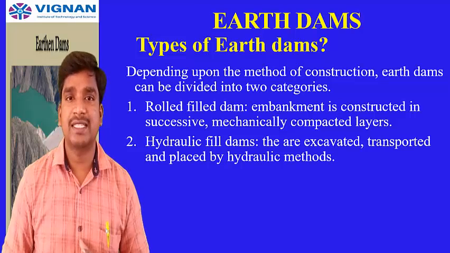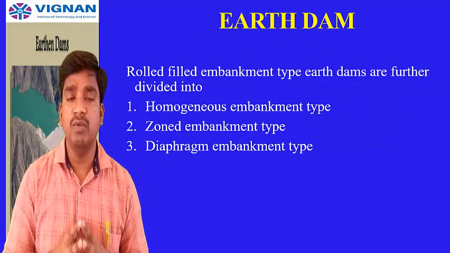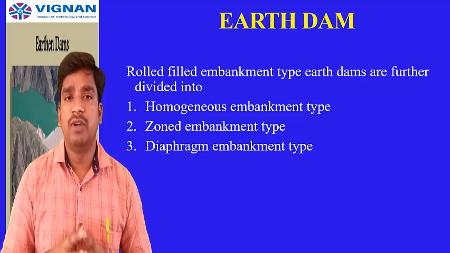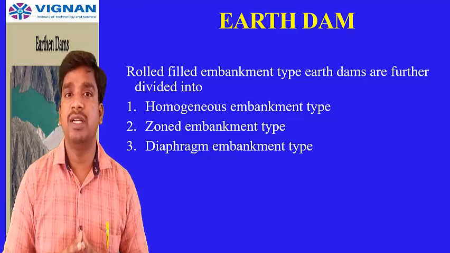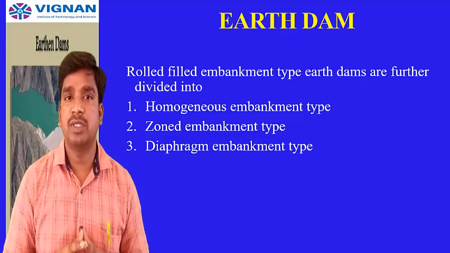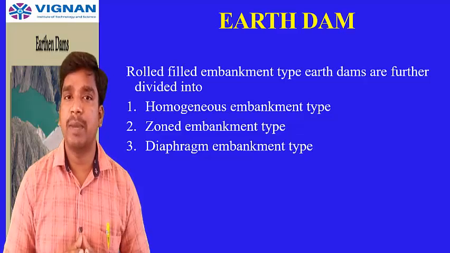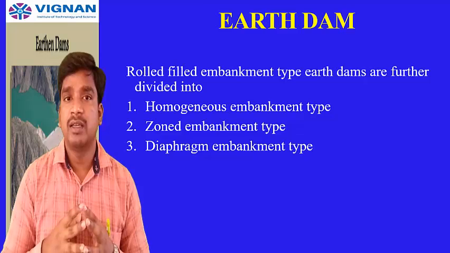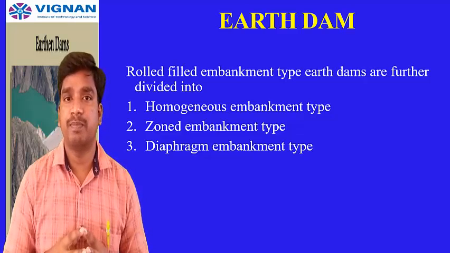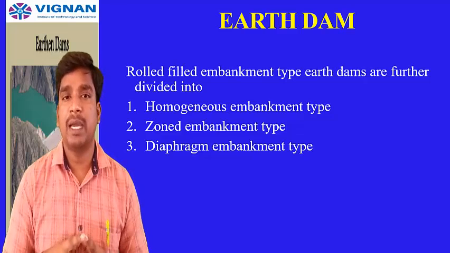Now moving on to the next slide. What are the different types of rolled fill dams? See, depending on the type of embankment adopted, these rolled fill dams are classified into three types. One is the homogeneous embankment type, the second one is the zoned embankment type, and the third one is the diaphragm embankment type. So here, coming to the homogeneous embankment type, the material used in the construction is only a single material. So that is the reason we are calling it homogeneous embankment type.